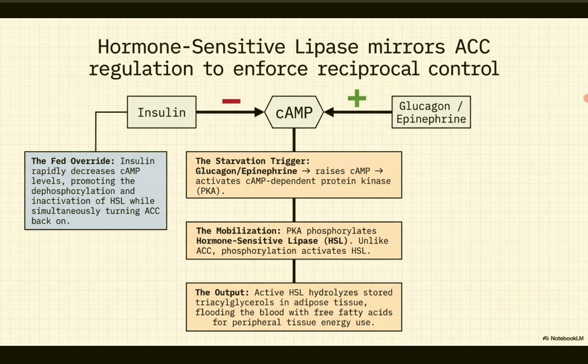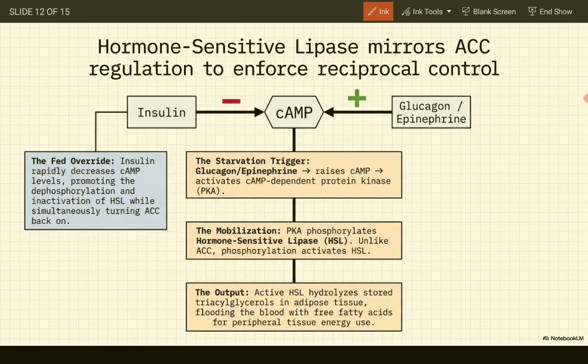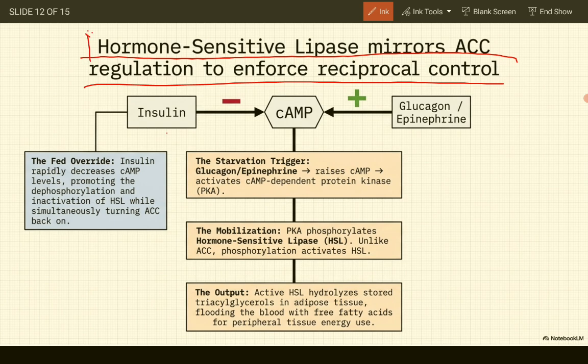Now there is also hormone sensitive lipase, which mirrors ACC regulation to enforce reciprocal control. So there is also hormone sensitive regulation of lipase. So the fed override: when you have eaten food, insulin increases rapidly and insulin decreases cyclic AMP, promoting the dephosphorylation and inactivation of HSL, hormone sensitive lipase, while simultaneously turning ACC back on.